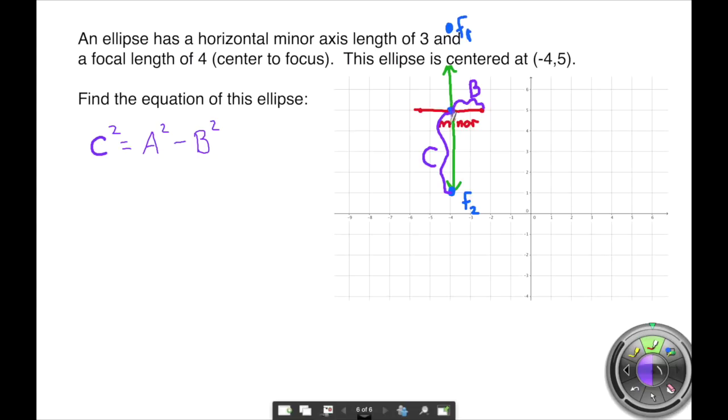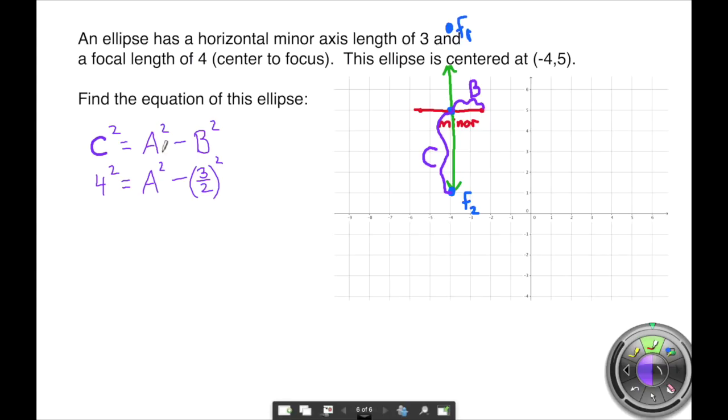c is equal to 4. So this is going to be 4 squared. We don't know what a is equal to, so I'll leave that as a squared. And we know b is equal to 1.5. Now remember, this wasn't 3, this was half of 3, so it's 1.5. So we're going to get 3 halves. I'll leave it as a fraction. You can put 1.5 also. But don't forget to square it.